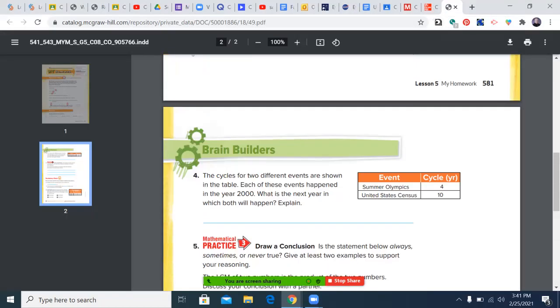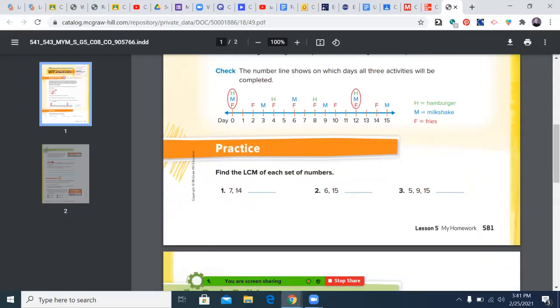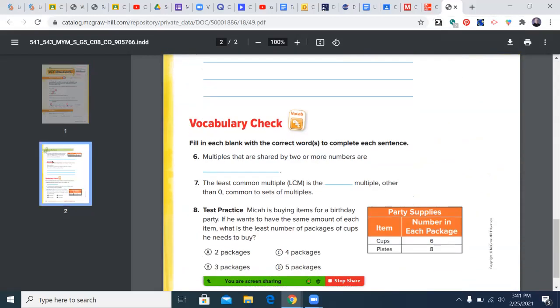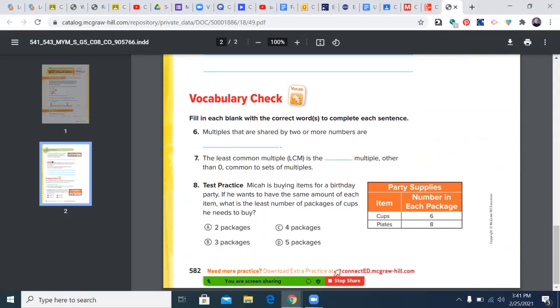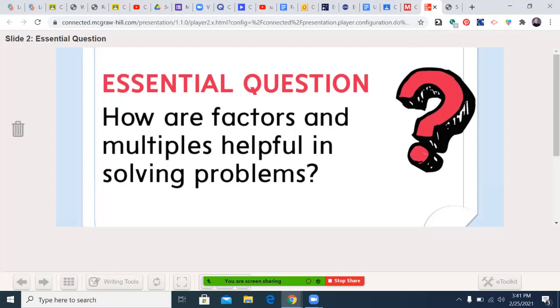Let's begin by looking at the homework for tonight so you have an idea where we're going. We're going to find the least common multiple of a set of numbers, and we're going to use it to solve some story problems. Vocabulary check questions will be answered using the vocabulary words found on 577. The essential question in Chapter 8, Lesson 5: how are factors and multiples helpful in solving problems? It's a good thing that we're attacking multiples today.